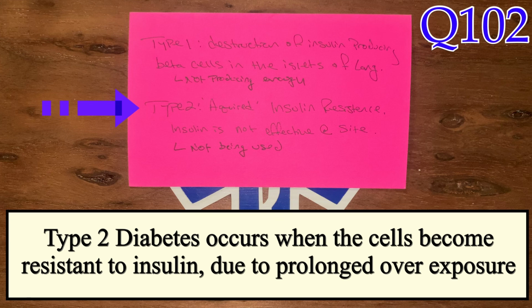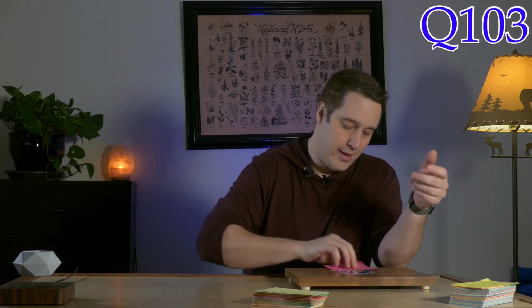With type 2 diabetes, aka acquired insulin resistance, insulin is not effective at the site, i.e. the site being the cell. So the cell is not able to utilize the insulin in order to let the glucose in. So with type 1 diabetes, we don't have enough insulin being produced, and with type 2 diabetes, the insulin being produced is unable to be used. Moving on to question 103.